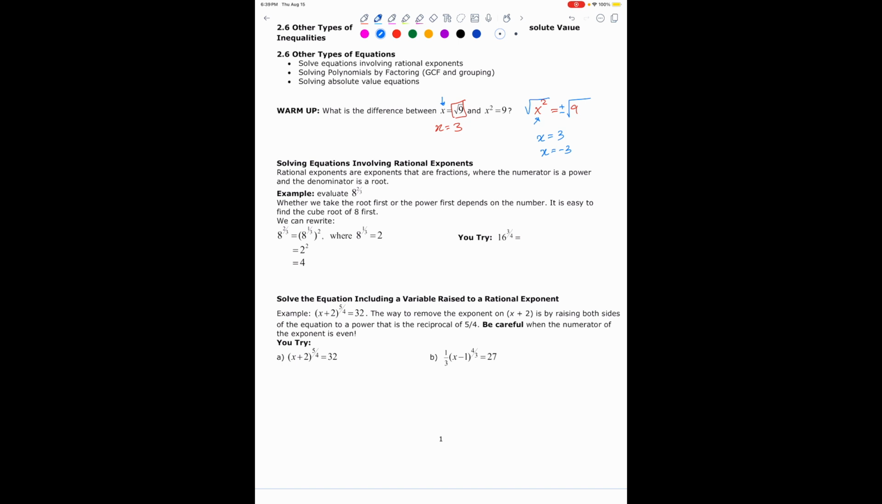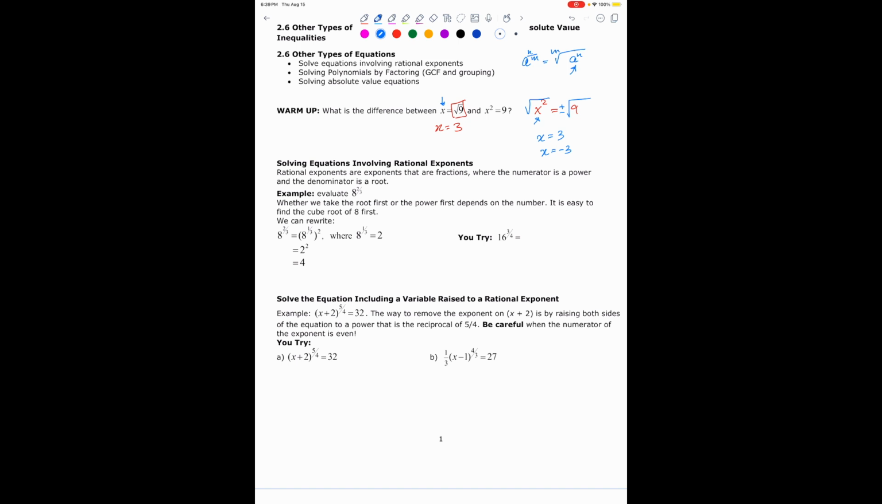So from unit 0, let me remind you, let's say we have a raised to the n over m. We said this is the same as the mth root of a to the n power. So the numerator is a power of the radicand, and the denominator is basically the index of the root. So that is what this means right here.